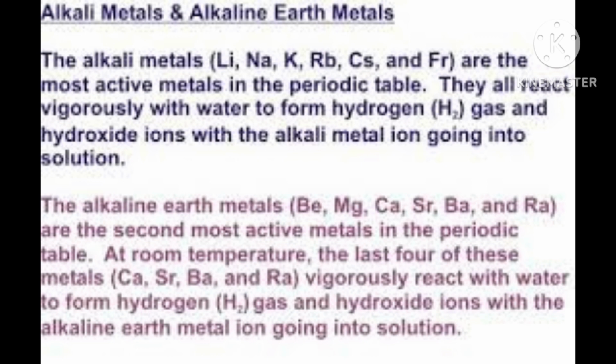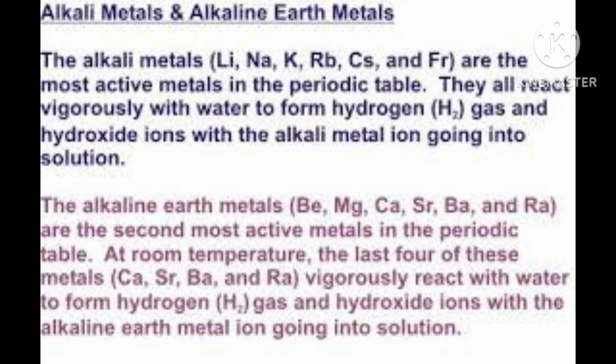Today I am going to discuss Group 2 elements, also called alkaline earth metals. Last class I finished Group 1 elements completely, all properties and important compounds of sodium. Now I am going to start Group 2 elements, also called alkaline earth metals.